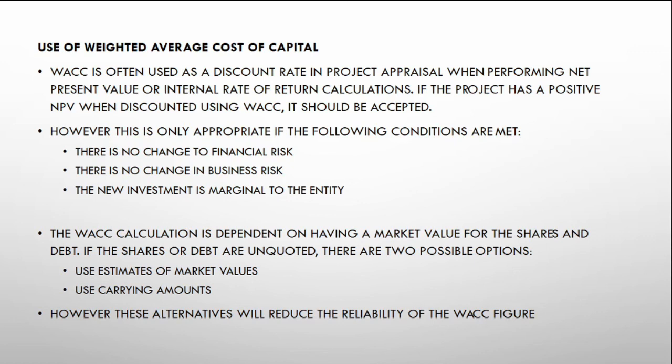If that capital project will result in a change in the business risk, perhaps it is in a new industry that the company is not familiar with, then we would have to adjust our weighted average cost of capital to take into account the fact that this capital project is more risky. So just make sure if you are doing a net present value calculation that the capital project is not going to result in a change in the business risk. If it does not, you can use the weighted average cost of capital calculated. If the capital project results in a new investment that is marginal to the company, then it is also appropriate to use the weighted average cost of capital here.